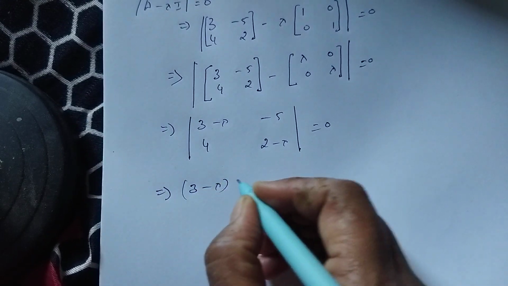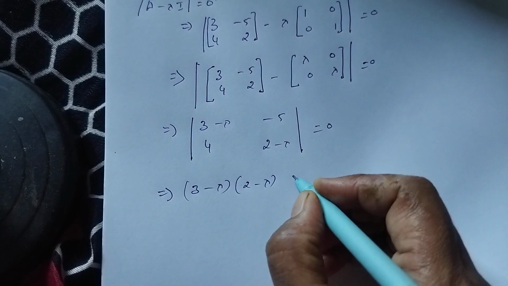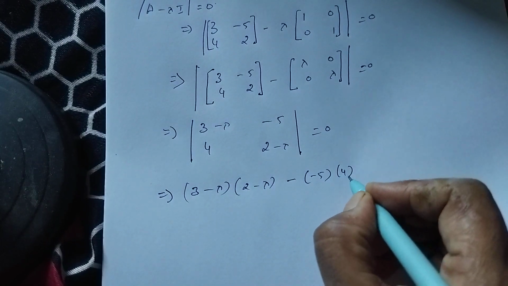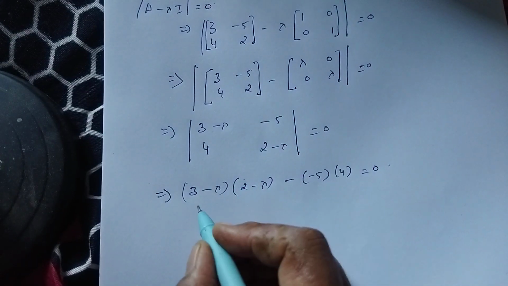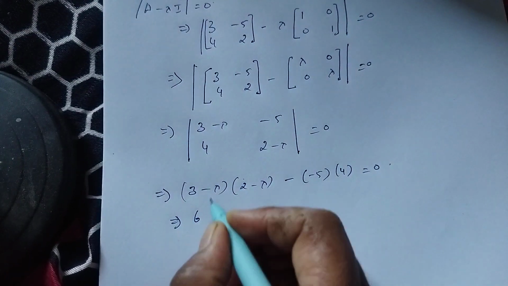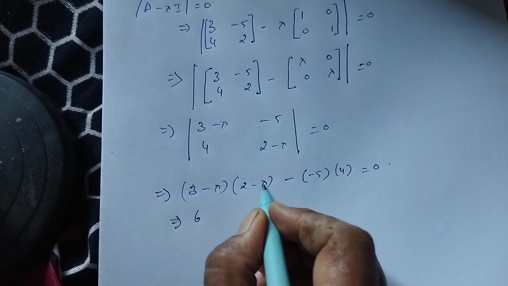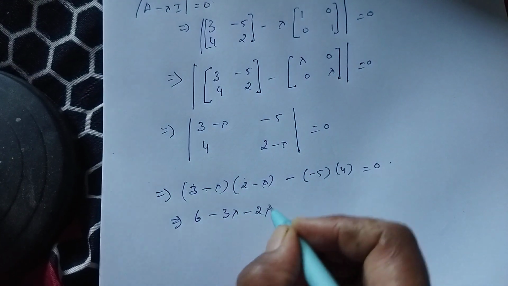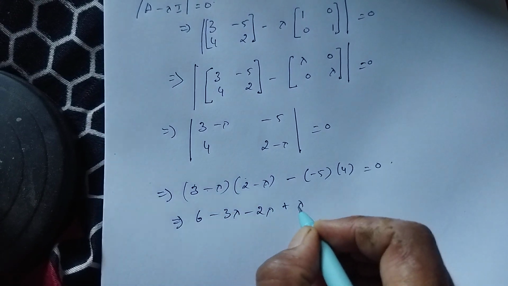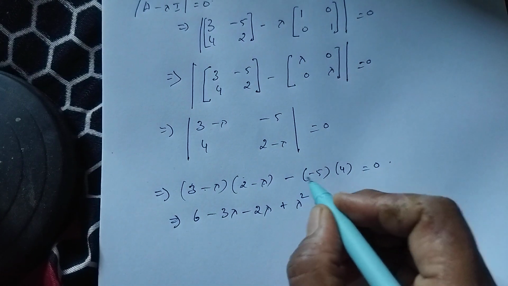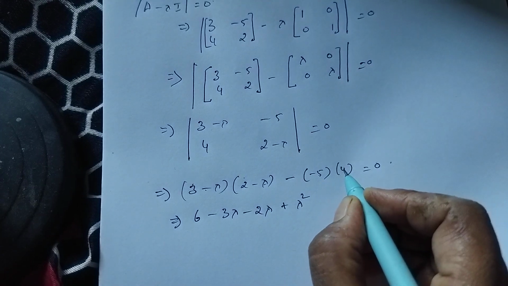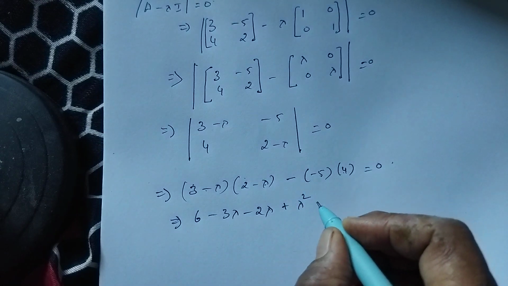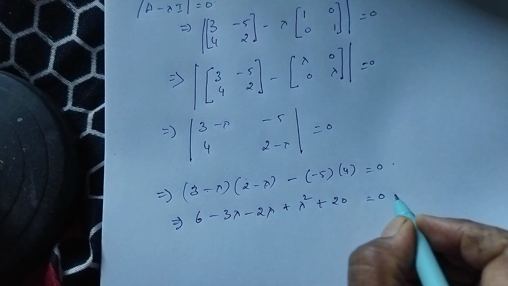(3 minus lambda)(2 minus lambda) minus (minus 5)(4) is equal to 0. 3 twos are 6. 3 into minus lambda is minus 3 lambda. Minus lambda into 2 is minus 2 lambda. Minus into minus, plus lambda into lambda, is lambda square. Here minus of minus 5 into plus 4 is minus 20, and minus 20 into minus is plus 20, is equal to 0.